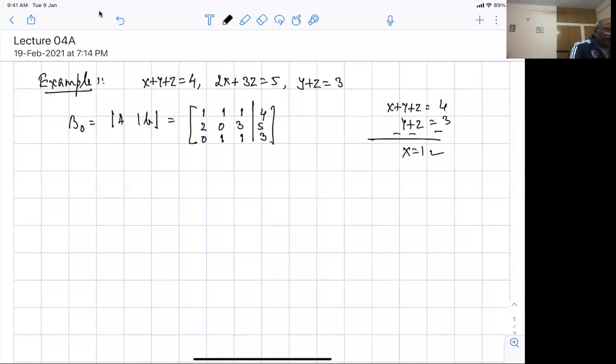Plug in the value of x in the second equation. So I can look at 2x plus 3z is equal to 5. So I'll get 3z is equal to 5 minus 2x, which is 3, which implies z is 1. And once z is 1, you can see that you will get y is equal to 2. So there is a way to solve it. But I don't want to do that. I want to go systematically.